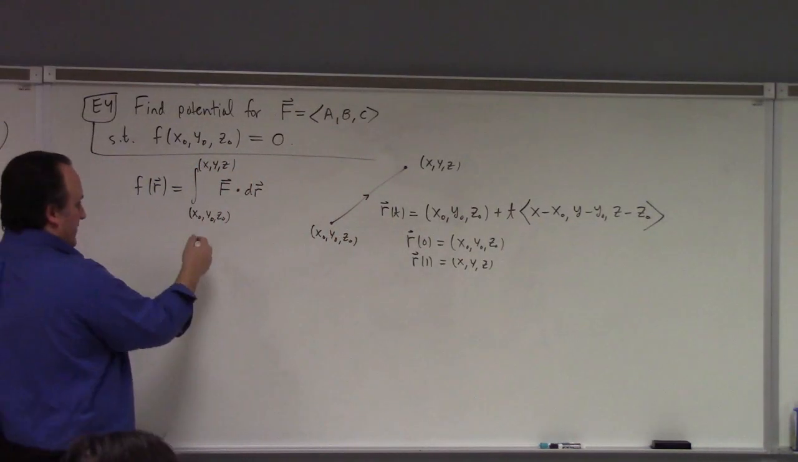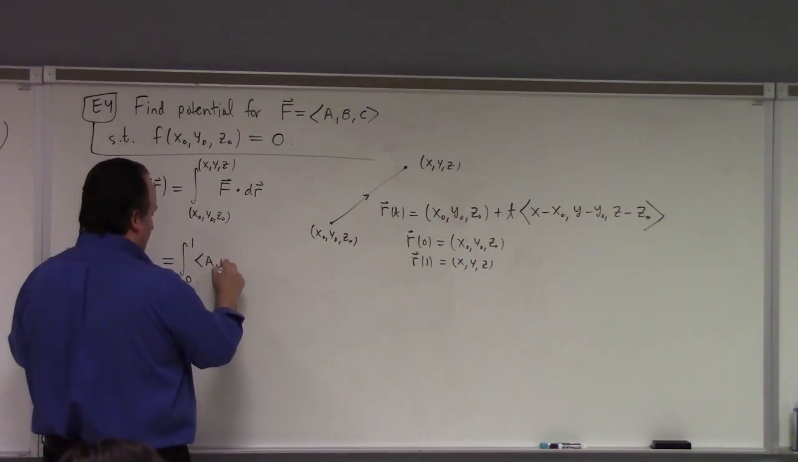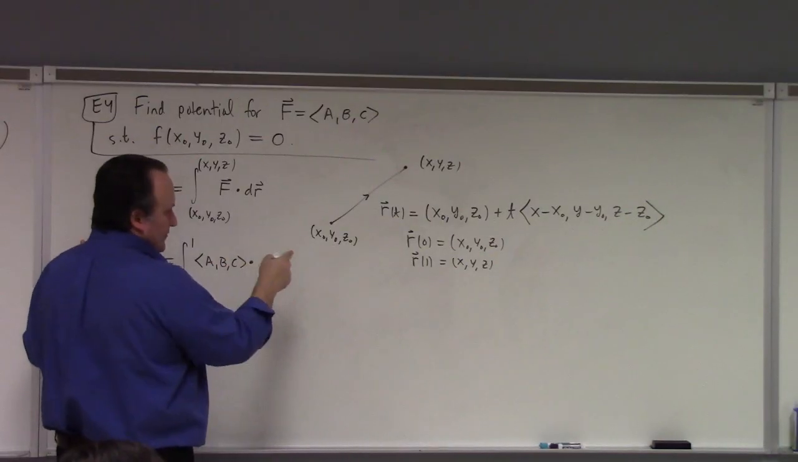So there you go. That's the parameterization of this line segment. Great. So let's do the calculation. We have the integral from 0 to 1 of ABC dotted with, what's my dr dt?